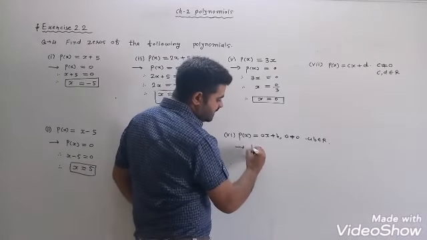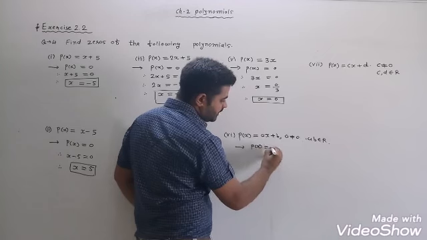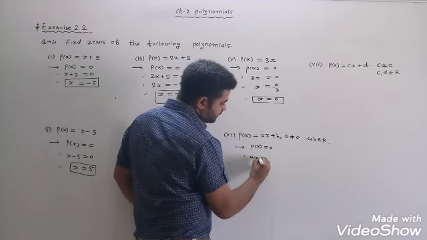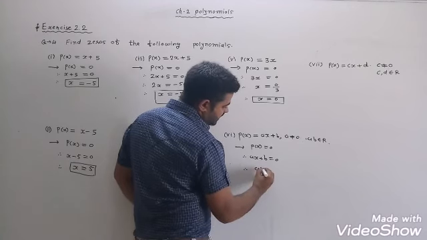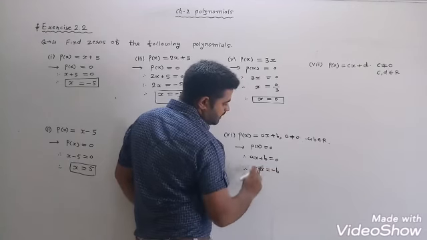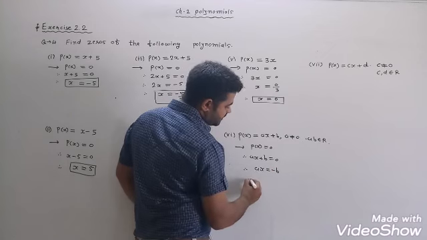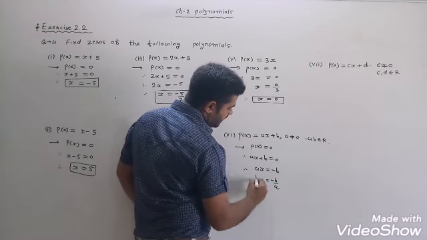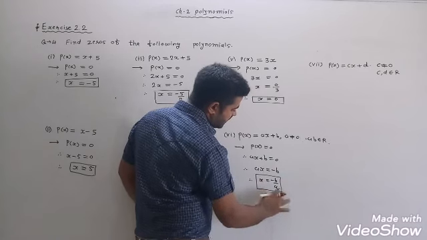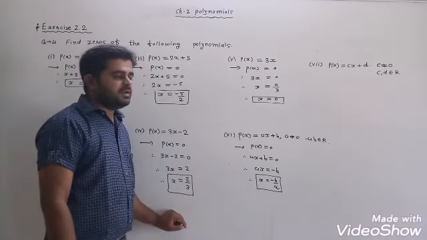Now we have to find its zero. So p of x is equal to 0. It means that ax plus b is equal to 0. Now ax as the subject, then plus b becomes minus b, and x is equal to minus b upon a. This is the answer. Any doubt?